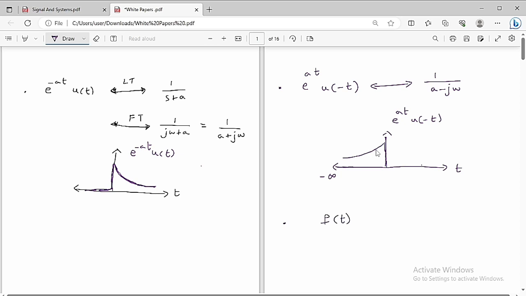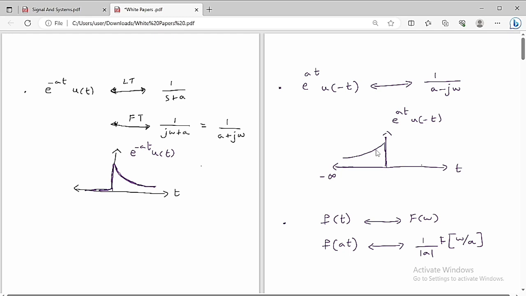For f of t, if the Fourier transform is F of omega, then for f of at, as I already told you so many times, the Fourier transform is 1 by mod a into F of omega by a. Here a can be positive or a can be negative also.